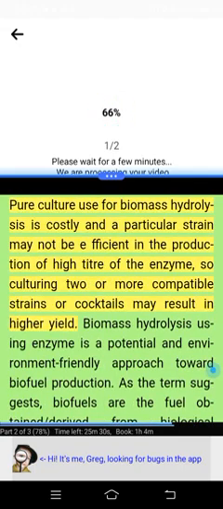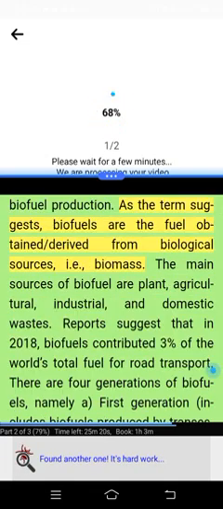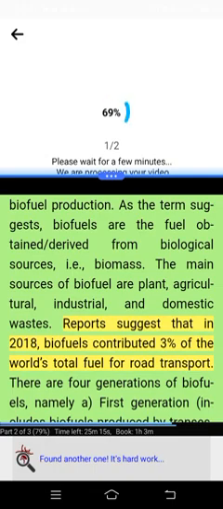Pure culture used for biomass hydrolysis is costly and a particular strain may not be efficient in the production of a high titer of the enzyme, so culturing two or more compatible strains, or cocktails, may result in higher yield. Biomass hydrolysis using enzymes is a potential and environment-friendly approach toward biofuel production. As the term suggests, biofuels are fuels derived from biological sources, i.e., biomass. The main sources of biofuel are plant, agricultural, industrial, and domestic wastes. Reports suggest that in 2018, biofuels contributed 3% of the world's total fuel for road transport.